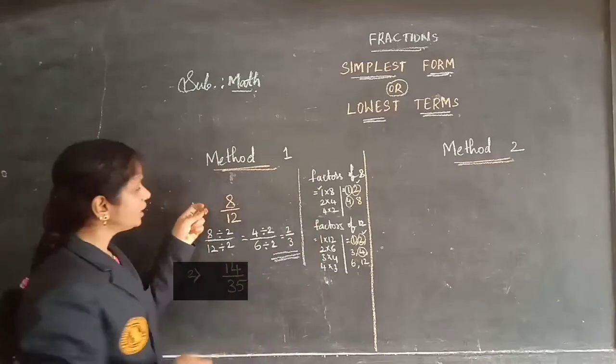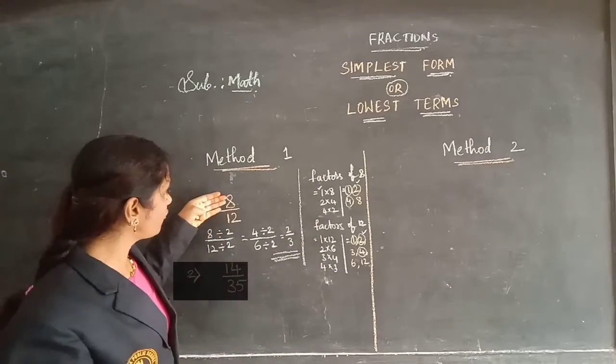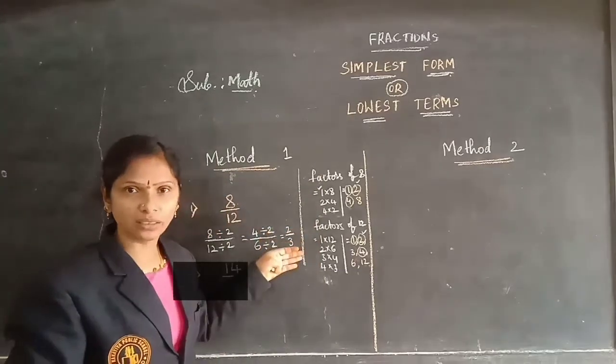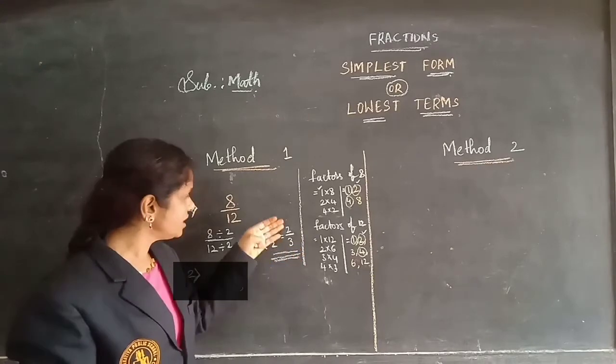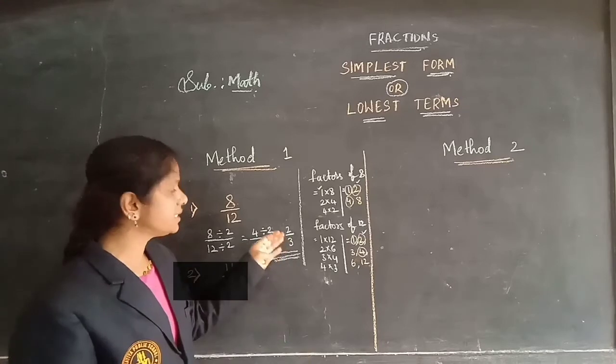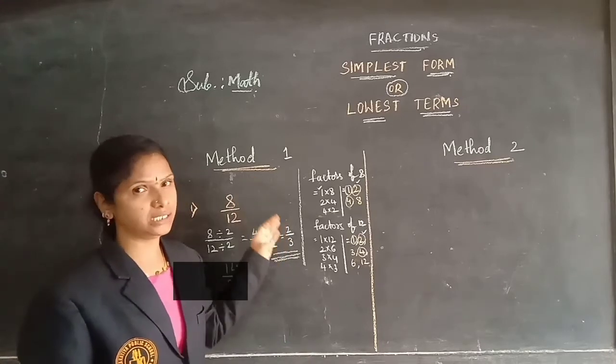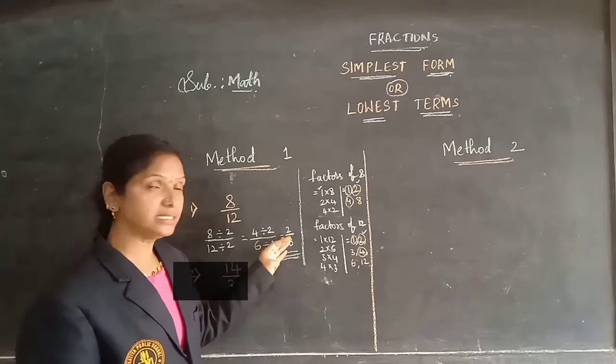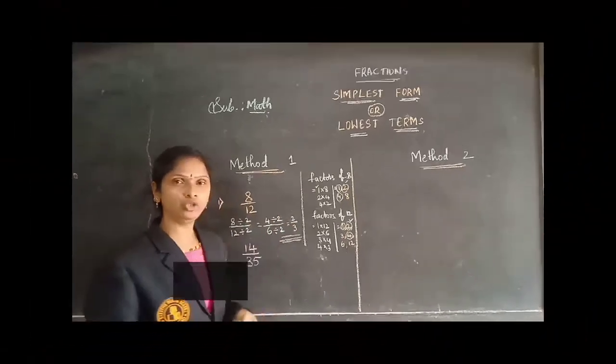Means what is the simplest form of 8 by 12? 2 by 3 here. Okay. After this 2 by 3 we can't divide with any table, children. So it is the simplest form or it is the lowest term. 2 by 3 is the lowest term of 8 by 12.